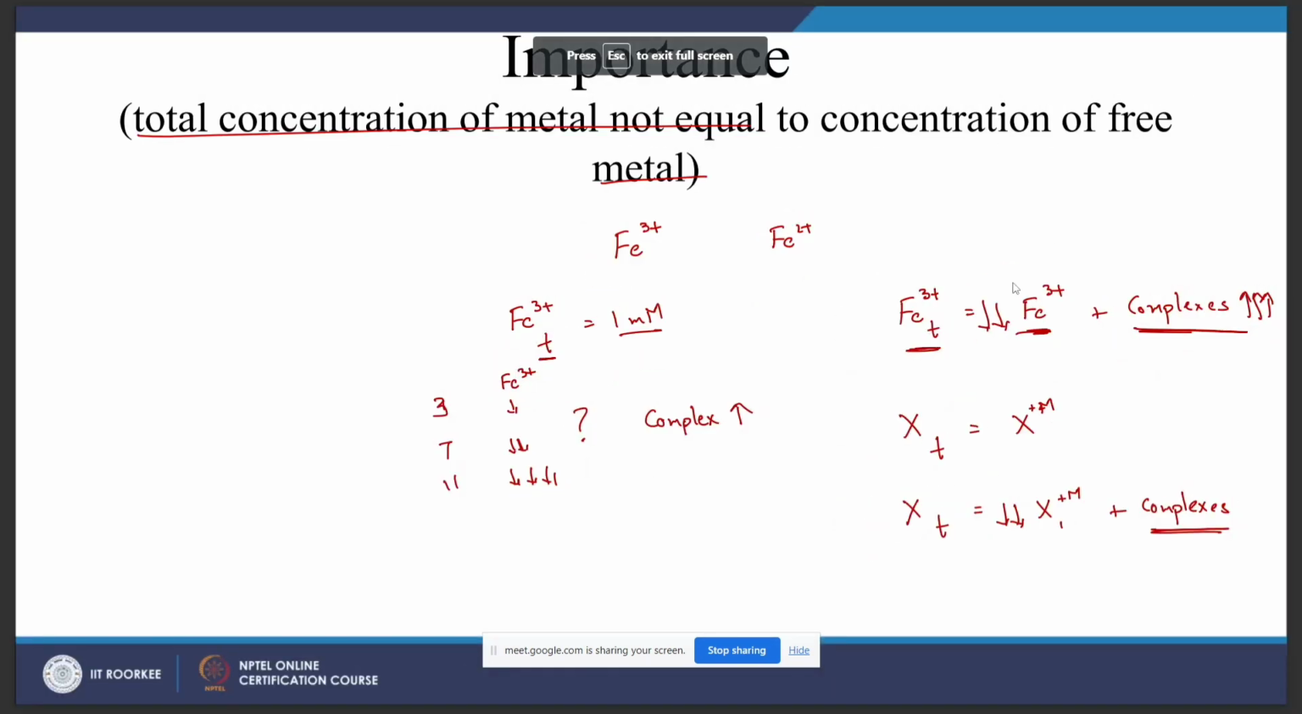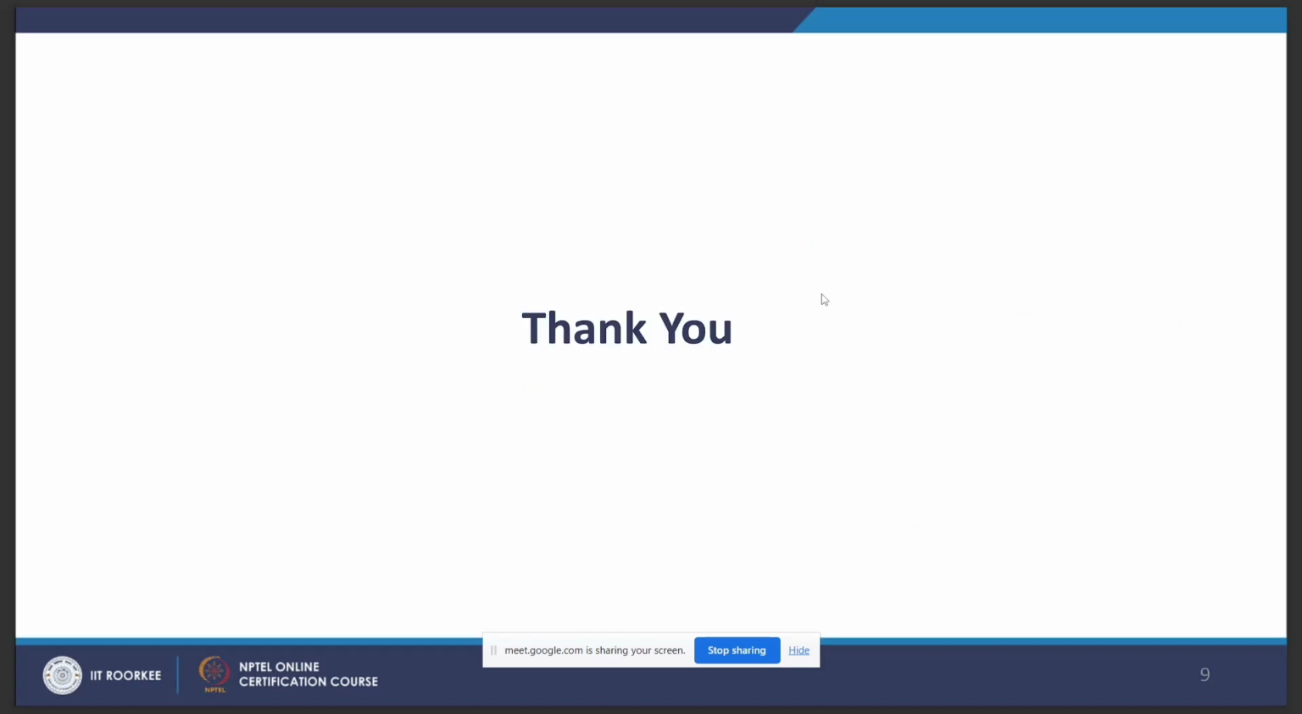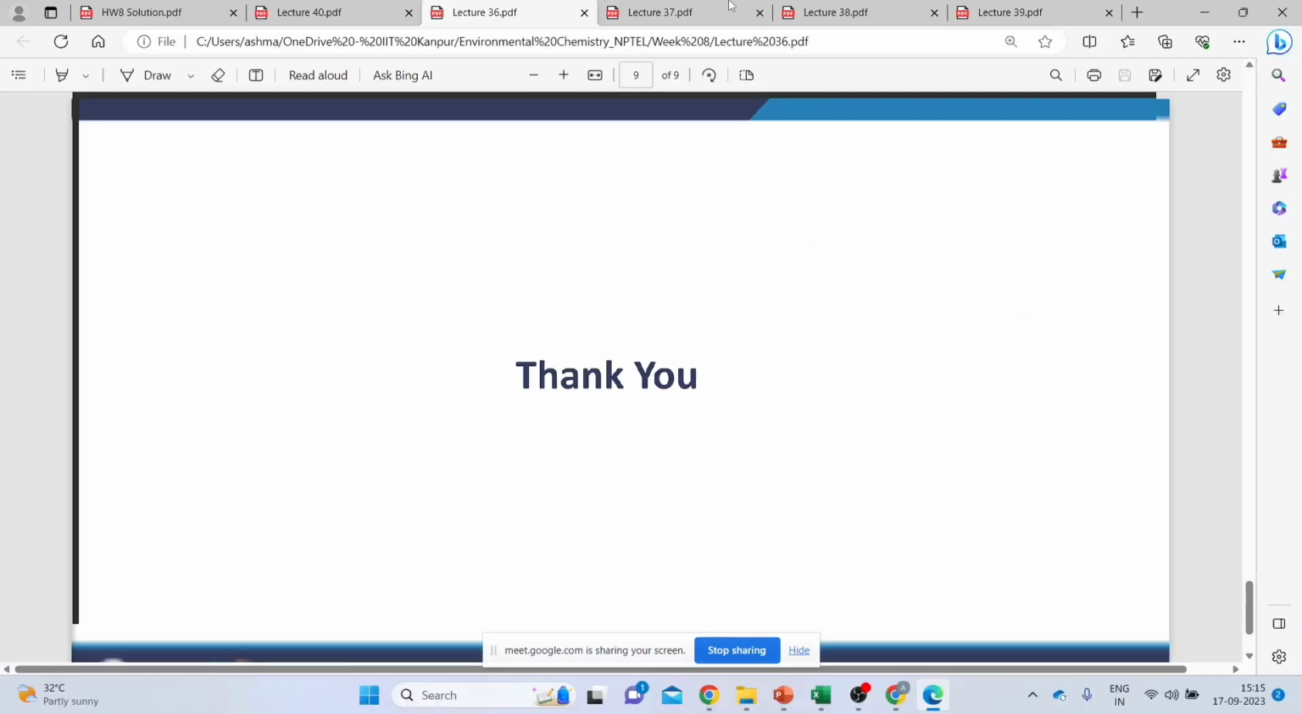So we can see that the total concentration of metal is not equal to the concentration of the free metal, because total Fe will be the summation of the concentrations of all the complexes of that compound. Suppose we have taken Fe, then total Fe will be the summation of Fe3 plus and other complexes which Fe will form in the system. So let's move to the next lecture.